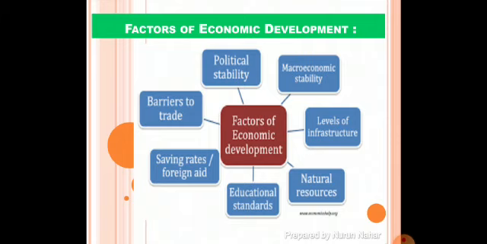More natural resources can ensure economic development, and also their proper utilization. Educational standards must be up to the grade for ensuring economic development of a country. Saving rates and foreign aid must be high for ensuring economic development of a country. There should be no barrier to trade, that is, free market economy should be ensured for ensuring economic development. Political stability means in a country, such political activities will be favorable for the economic growth and development.